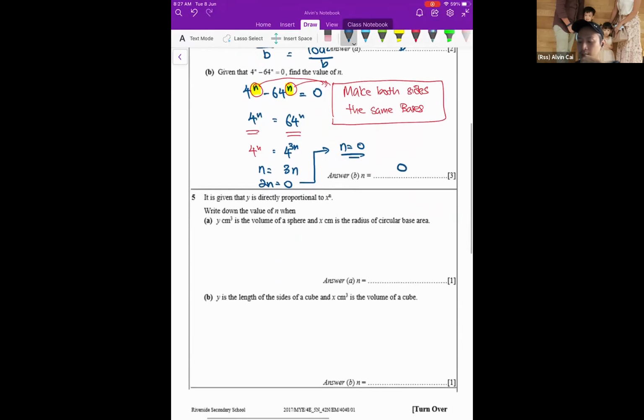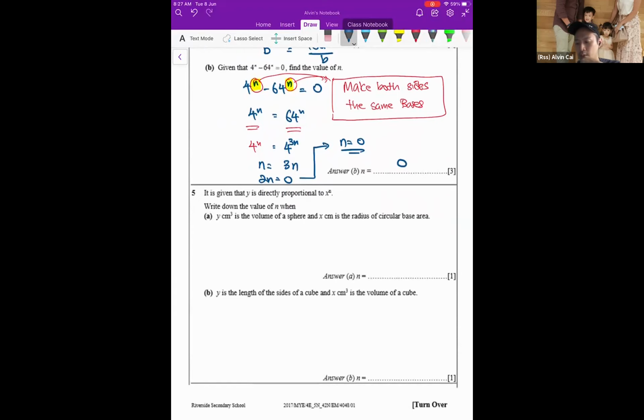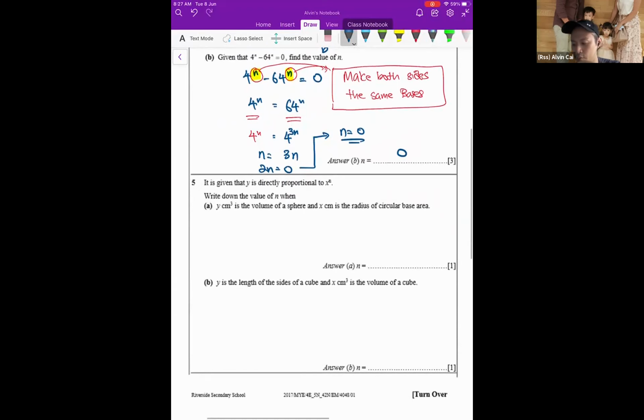Okay. Right. So next question we are going to do is direct inverse proportion. We have gone through one of these questions previously. So y is directly proportional to x to the power of n. So therefore, the first thing we can write down would be y equals to k x to the power of n. Okay, so now we have to write down the value of n when y cm cube is the volume of the sphere. Okay, so this question is slightly different. They give us a context.